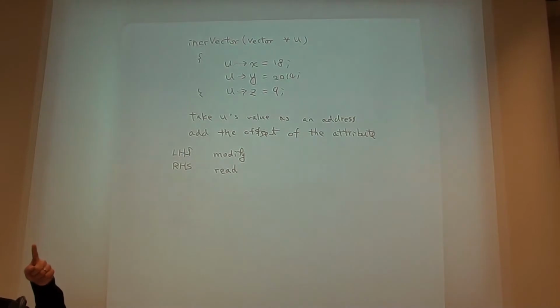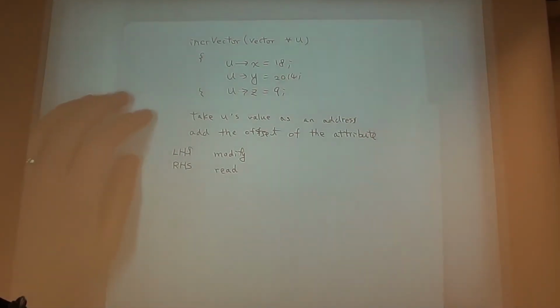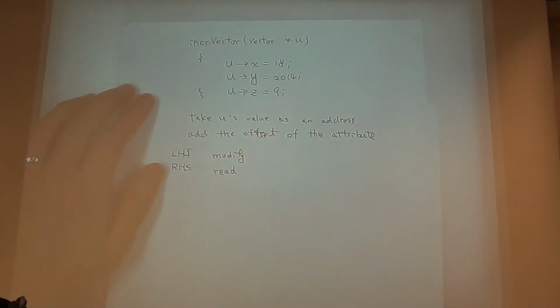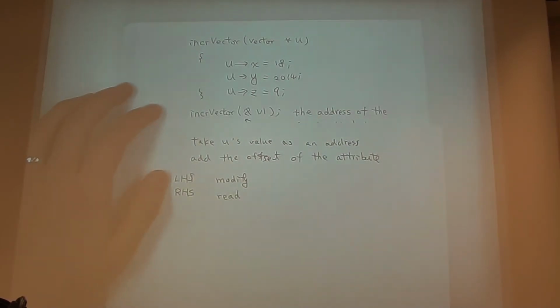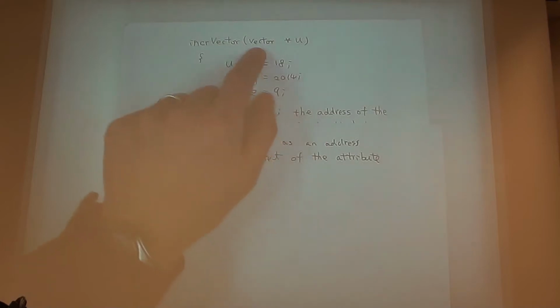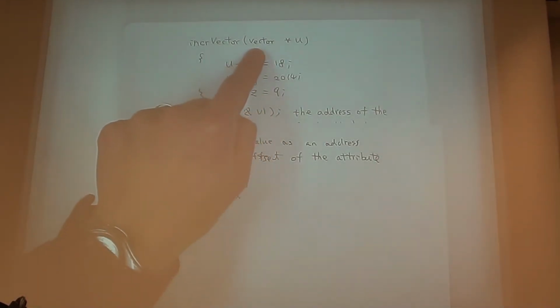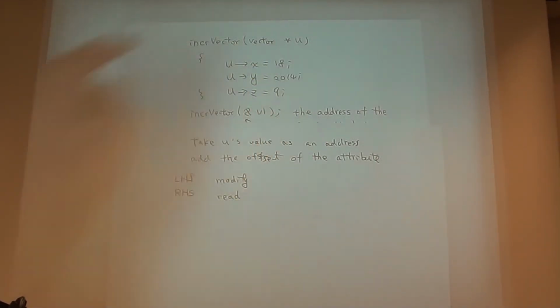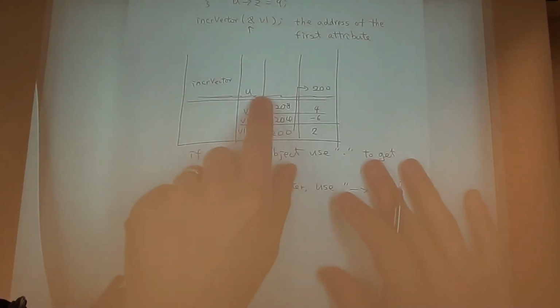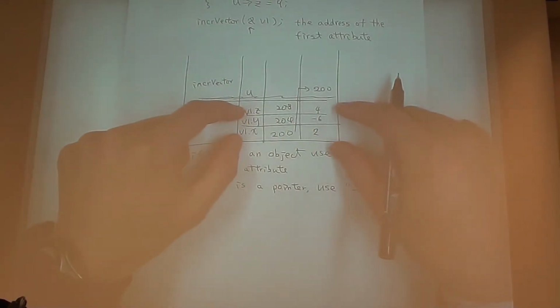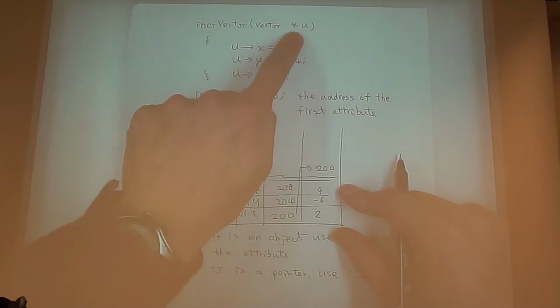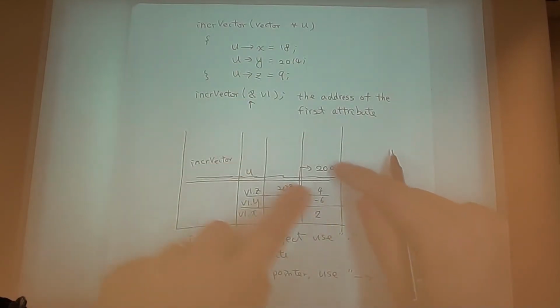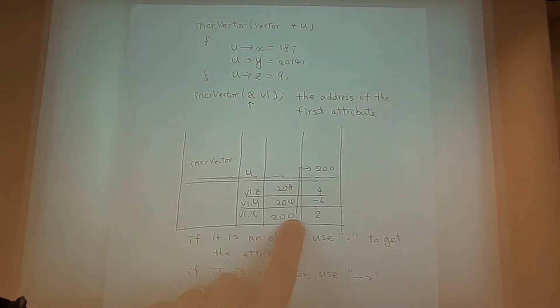Does that answer your question? Thank you. Why don't you need to declare x, y, z in the function? Why do I declare x, y, z? Is it because vector already tells the compiler I have x, y, z? Okay. But this x, y, z is not in a call stack in that frame. This x, y, z is on a different frame because u is a pointer. So you point to the address of the first attribute. Okay? Does that answer your question?